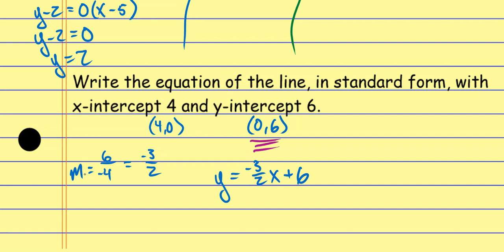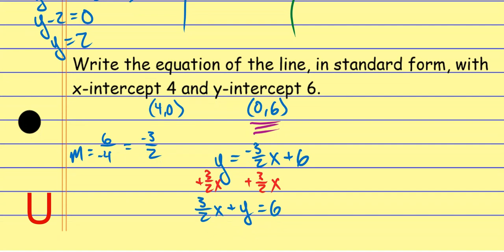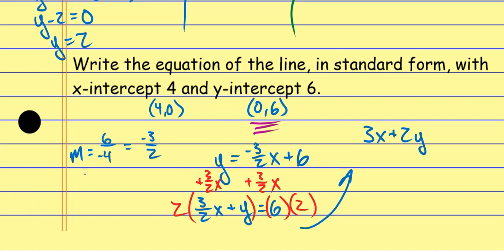And now I can easily write this thing in standard form. I add the 3 halves x to each side. I get x and y on the same side. And now I want to clear those fractions. I can get rid of that 2 by multiplying each side by 2. And again, the easiest path typically to standard form is to get the thing in slope-intercept form first and then rewrite it. And then from here, you can easily check this thing.